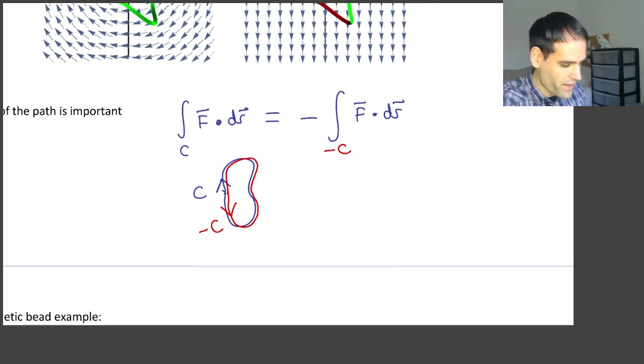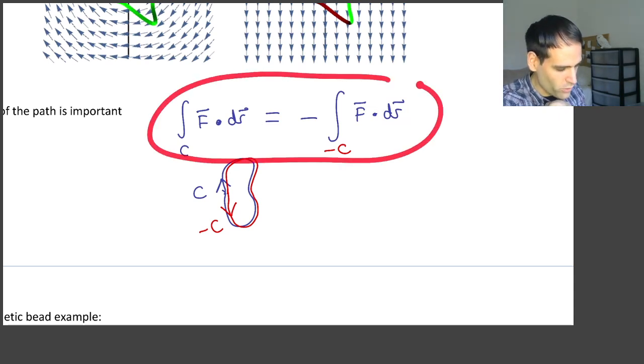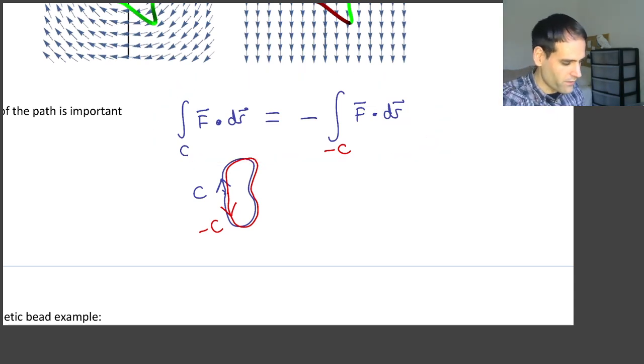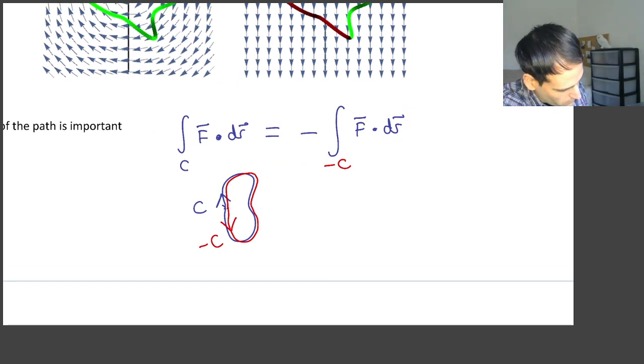So if you change the direction of integration, you change the sign of the total integral. Okay? And this is because there is a dot product. So the dot product does care about which direction we are moving in. Okay? This is different to normal line integrals.